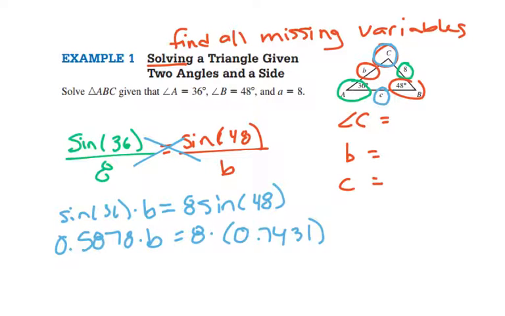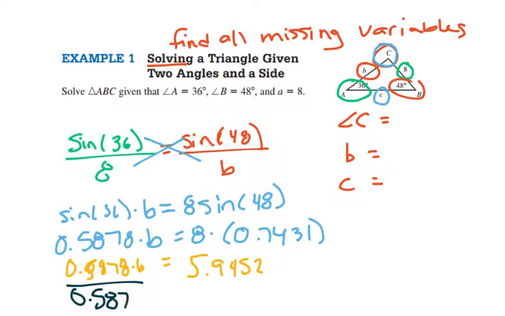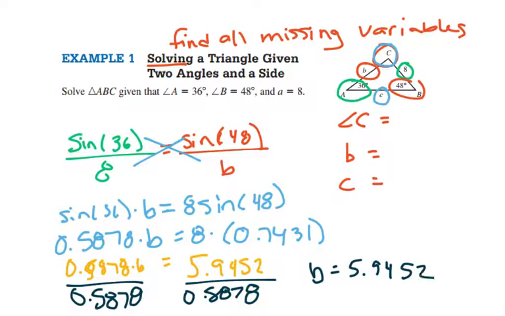So in order to find b, I need to multiply that 0.7431 times 8 to evaluate, and so I get 5.9452, and that equals 0.5878 times b, but then we divide by 0.5878, and we end up with a b of 10.1143.